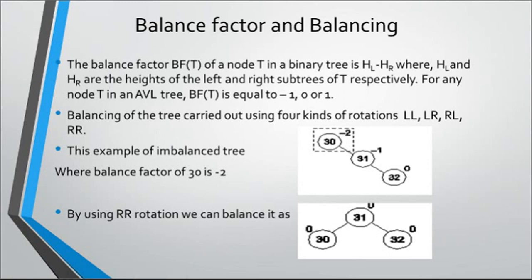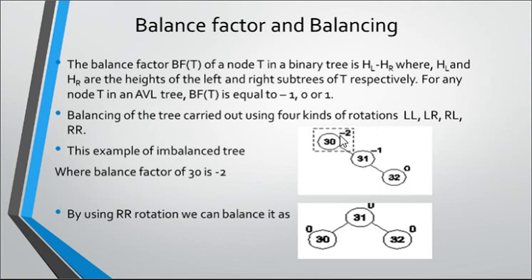Now an example: suppose we have a tree like this, 30, 31 and 32. Over here we calculate the balance factor, meaning height of the left subtree minus height of the right subtree, for each node. For 32 we can say it is 0. For 30 it is minus 2. It should be minus 1, 0 or 1, so it is not acceptable that it is minus 2.